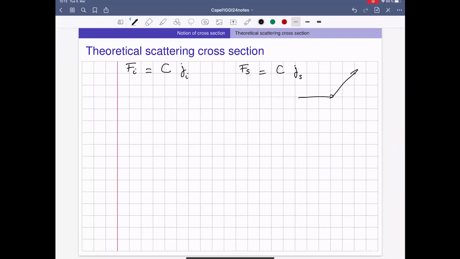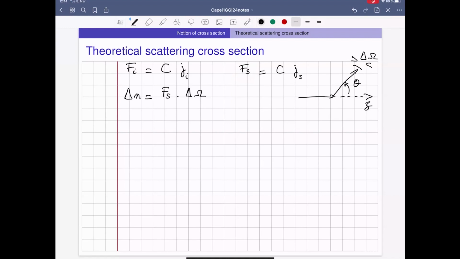So if we go back to this idea, you have your incoming wave here, and then you have your detector, which is located here at a certain scattering angle. Then the scattering flux gives us the number of events that we will actually measure. So the number of events is just Fs times the angular aperture of your detector, this delta omega that you have here, and that gives you the number of particles.